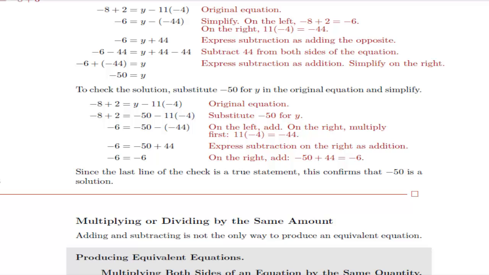We'll express the subtraction on the right as addition, so a minus negative 44 becomes a plus 44. Then negative 50 plus 44 equals negative 6. So we now have negative 6 on the left side and negative 6 on the right side. Since both sides are equal, it confirms that negative 50 is a solution.